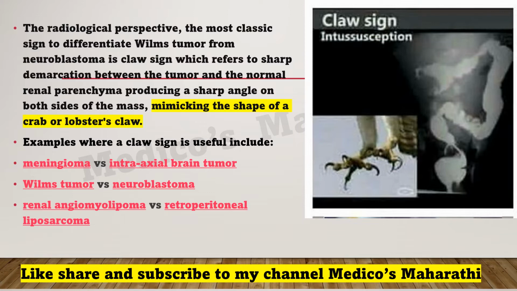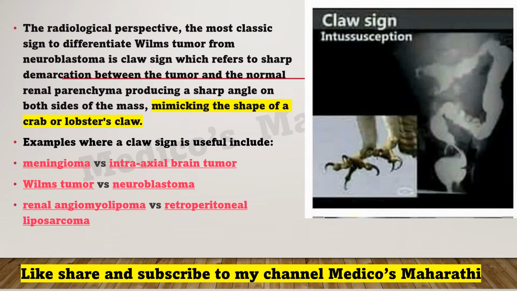Okay, you can differentiate meningioma from intraaxial brain tumor because it is seen in meningioma. You can see it in Wilms tumor, and it will help you to differentiate it from neuroblastoma. You can see this in renal angiomyolipoma, and it will help you to differentiate it from retroperitoneal liposarcoma. So it is seen in meningioma, Wilms tumor, and renal angiomyolipoma. You can see it is mimicking the shape of a crab or lobster claw.